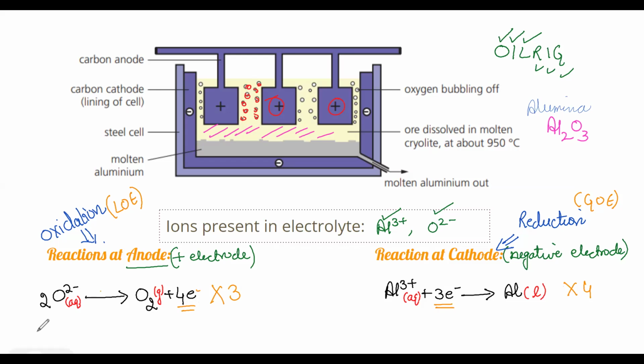They'll become equal then. So this is 6O2- aqueous gives 3O2 gas plus 12 electrons. This is 4Al3+ plus 12 electrons, giving 4Al. Yes, absolutely. Now what next? To write the final equation, we are going to add these two equations. So I'm going to write these two equations again on the next page, and we'll do it.